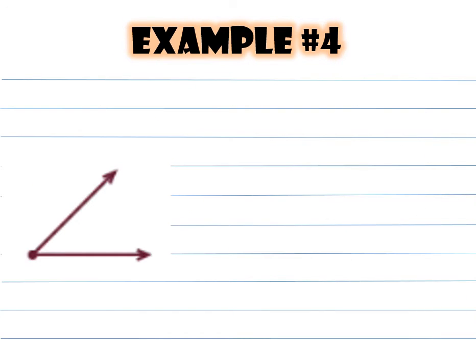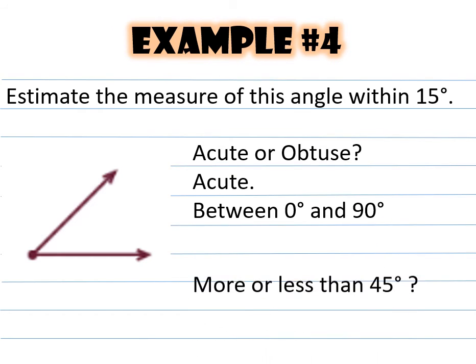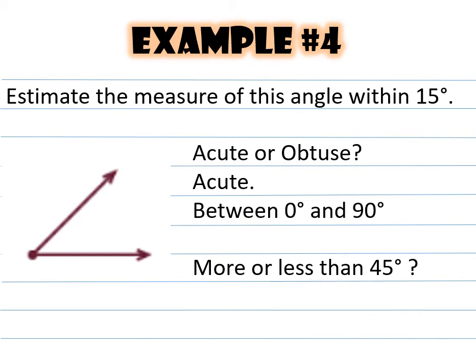Example number 4. Let's estimate the measure of this angle within 15 degrees. Well, ask yourself, is this acute or obtuse? Well, it's acute because it's less than 90 degrees. Is it more or less than 45 degrees? 45 degrees would kind of like be the halfway point. Well, it's pretty close to 45 degrees. So if we had to estimate, we would probably say that this is about 50 degrees.